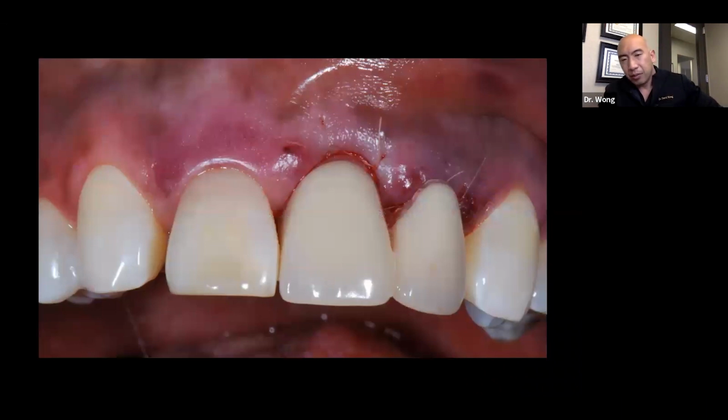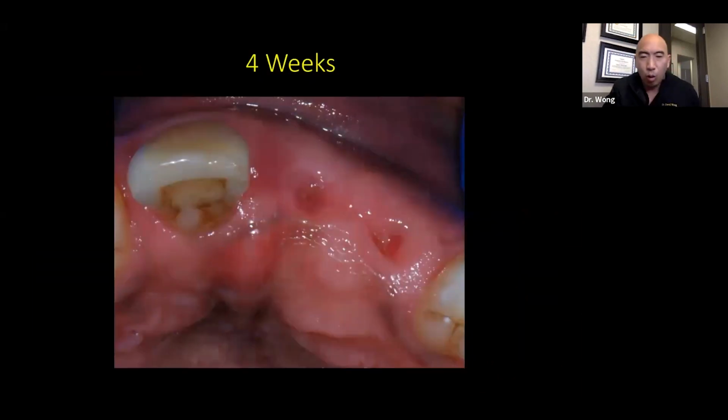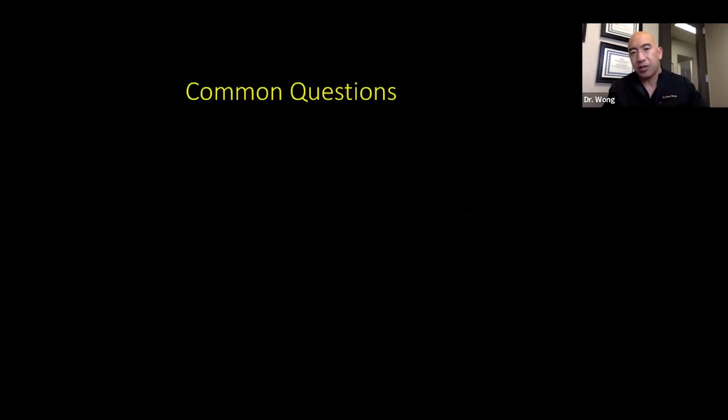This is provisionalized with a flipper. As you can see here, the flipper does not impinge on the papilla. That's the biggest thing, okay? 4 weeks later, you're going to see that the gum tissue likes that Memblock. It's going to go right over the top of it. I always tell my patients allow 4 to 8 weeks for the tissue to overgrow the sockets, okay?